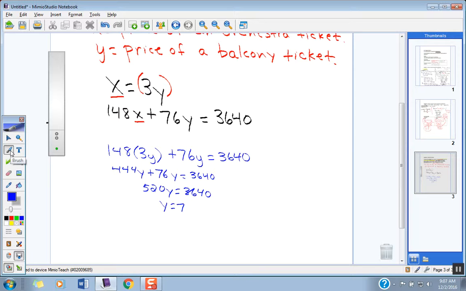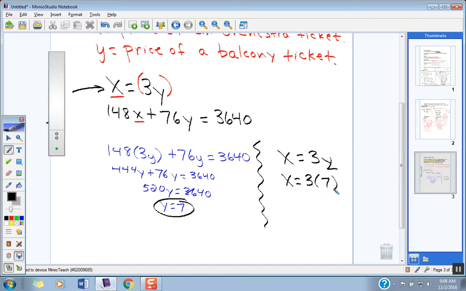Once I know Y is equal to 7, I'm going to run over to here. If Y is equal to 7, I'm going to choose of these two equations the shorter one to substitute back into. I'm going to use the top one to figure out what X is now. So in this equation, X equals 3Y. Well, do we know the Y value already? What was your Y value here? 7. So couldn't I plug 7 in right here? So X is going to equal 3 times 7. So X is 21.